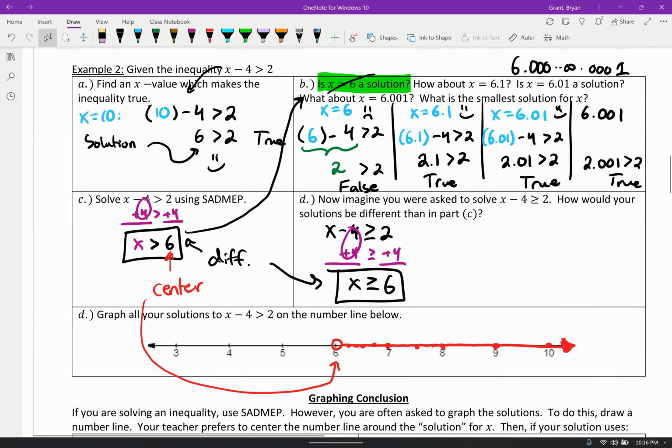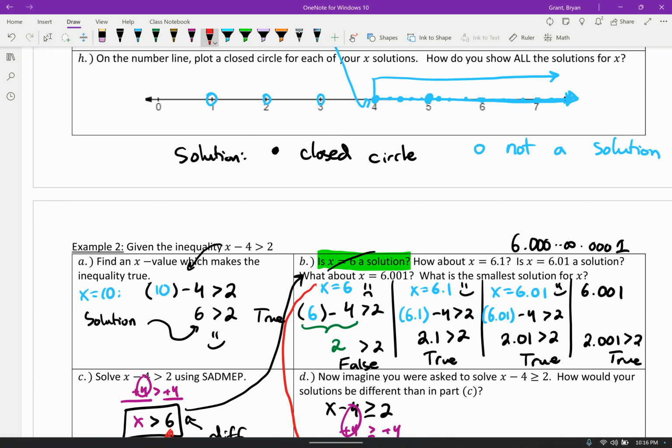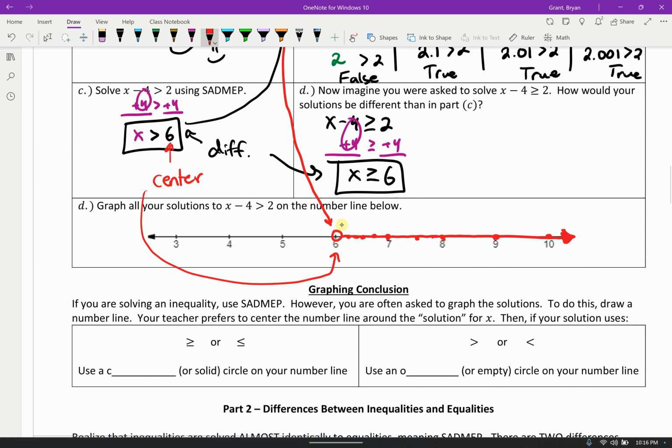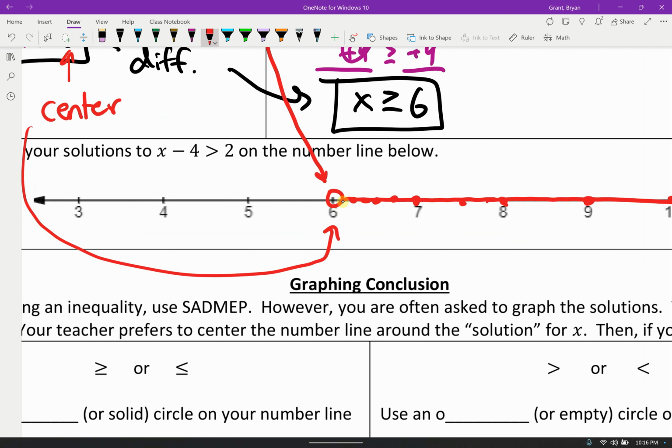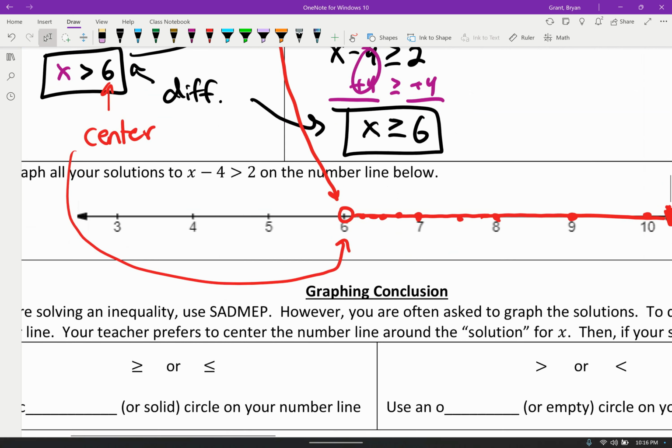Well, could we use 6? Was 6 a solution? No, it wasn't. And so what we're going to do is leave an open circle around 6. We talked on the other page. An open circle means it's not a solution. And I really like to think of an open circle as kind of like a force field. It's around 6. We can't use 6, but it does tell us kind of where we're starting. It says 6 is our starting point. We can't use it, but we can use anything to the right because those are the numbers that are greater than 6. And so here's our quick conclusion.